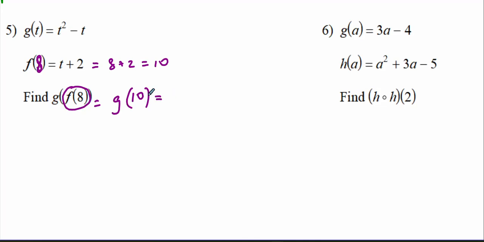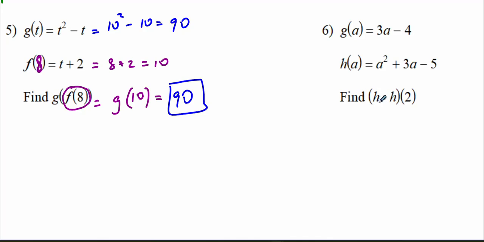And now I simplify that. I carry out those operations by going into the g function and plugging in 10 in here. So this becomes 10 squared minus 10, which is 100 minus 10. So the overall answer is 90 as my final answer. Again, it's pretty simple, pretty quick, as long as it makes logical sense now that you know this new operation.